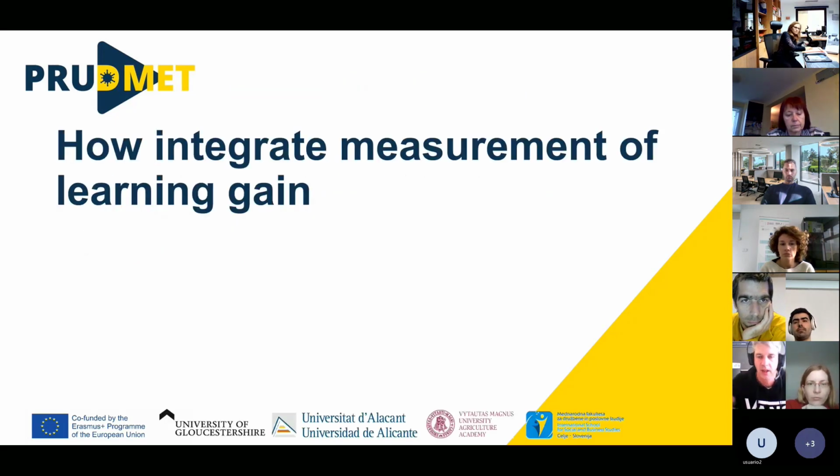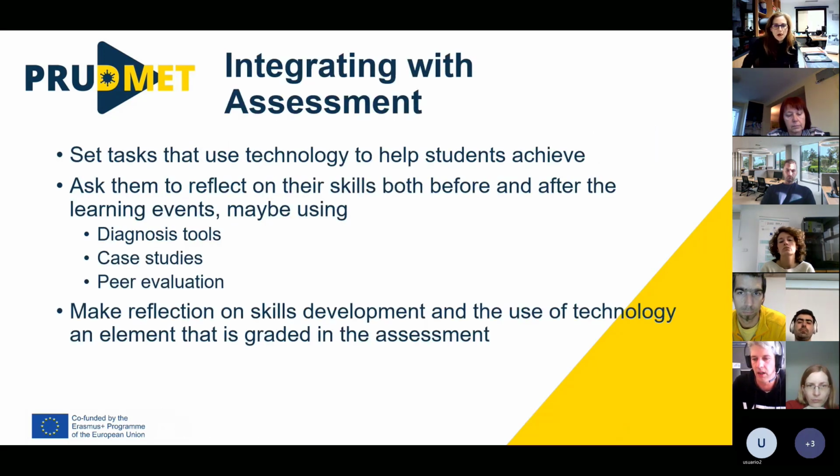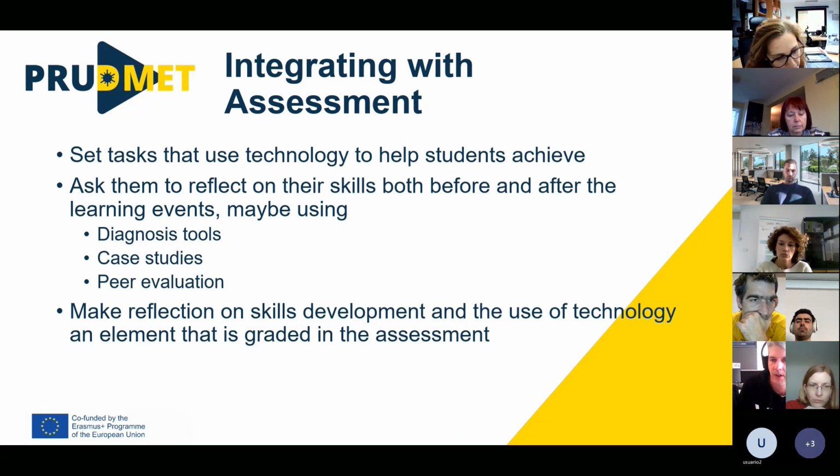Okay. Moving on. We then go on to the next section of thinking about how to integrate measurement of learning gain into our teaching and learning. The first thing to do that is if we're trying to find the impact of technology, we need to get people to use it, and we need to set tasks through the learning process, but also through the assessment that ask students to use technology, and that technology is almost essential to students achieving their task.